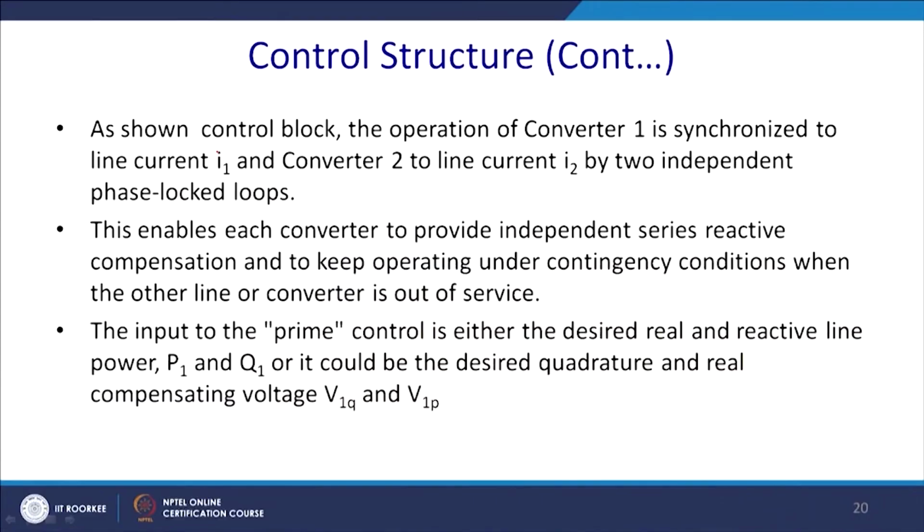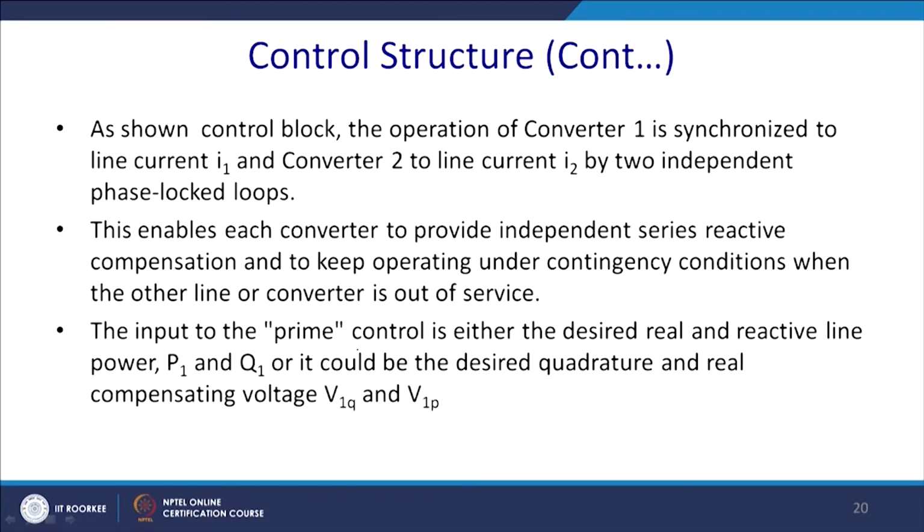So, as shown in the control block, converter 1 is synchronized to the line current I1, and converter 2 has to be synchronized with the line current I2 with two independent phase lock loops. We assume that there is no phase relation established between the two entities. It enables each converter to provide independent reactive power compensation to keep the operating conditions and the contingency as independent entities.